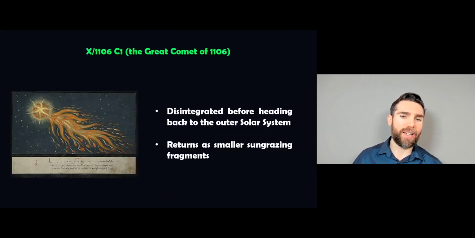And actually what happened here was it disintegrated before it headed back out to the outer parts of the solar system. But the interesting thing here is it still returns as smaller fragments which are sun grazing.